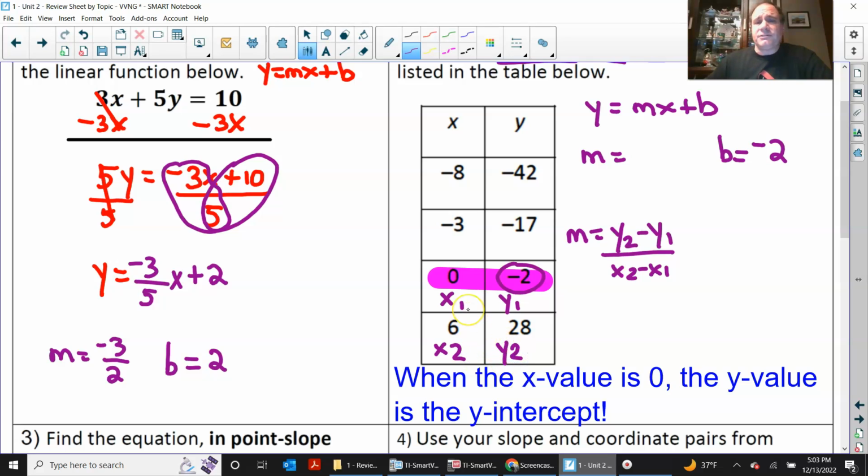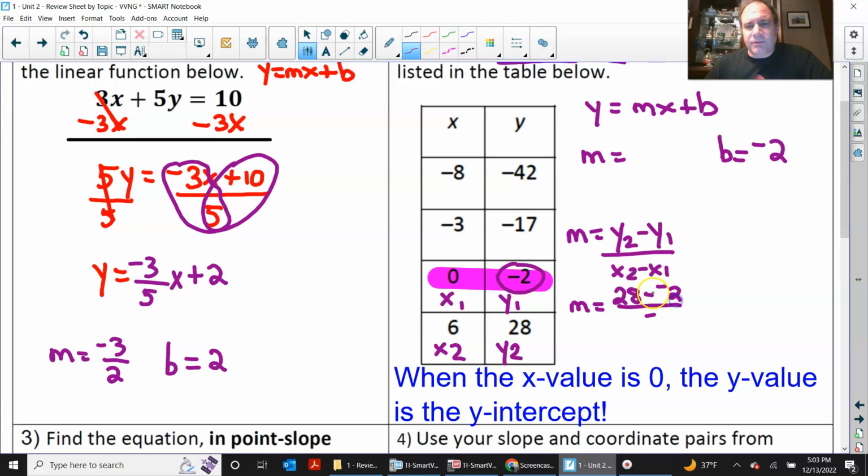You could pick the first two. You could pick the second two. You could pick the last two like I did. Whatever you want to do. Whatever's easier for you. All right. So I think it's easier to pick the last two in this case. So my y2 is 28. My y1 is -2.